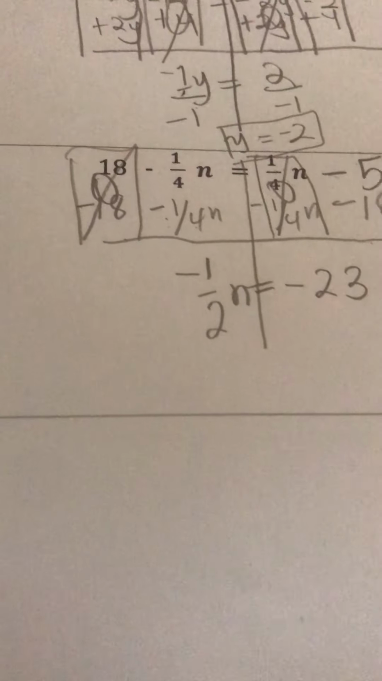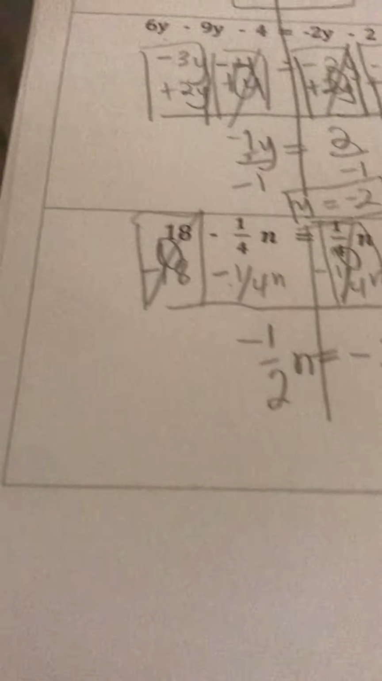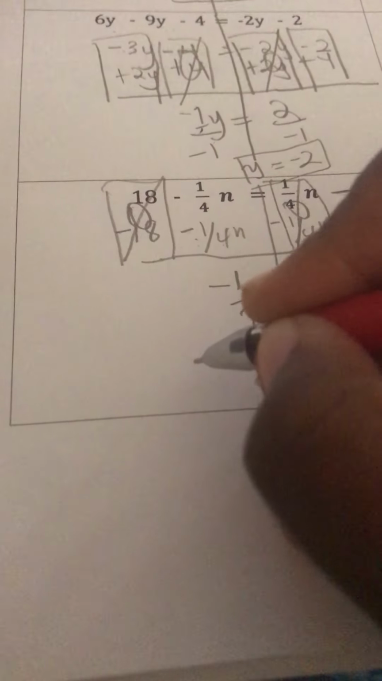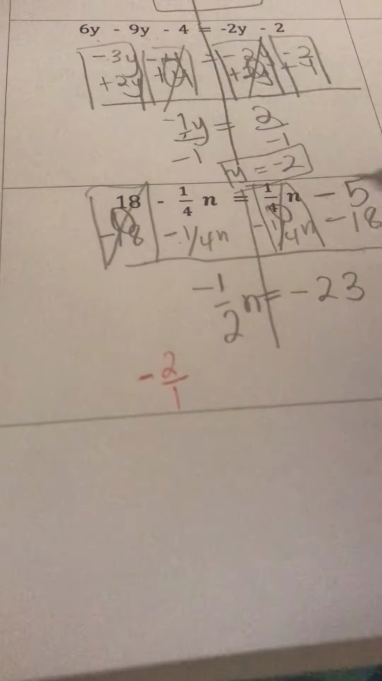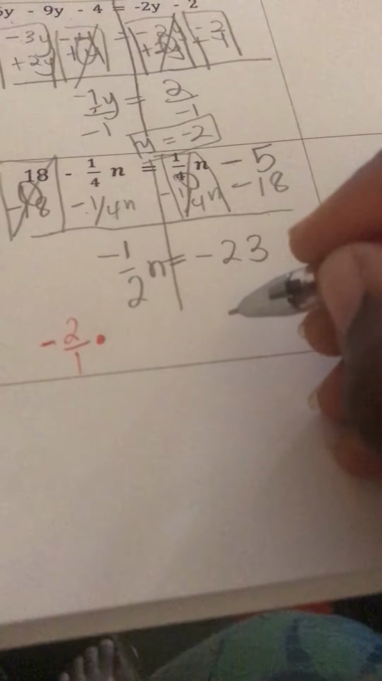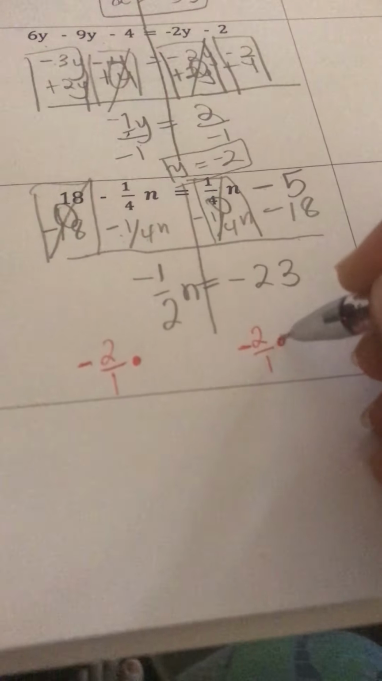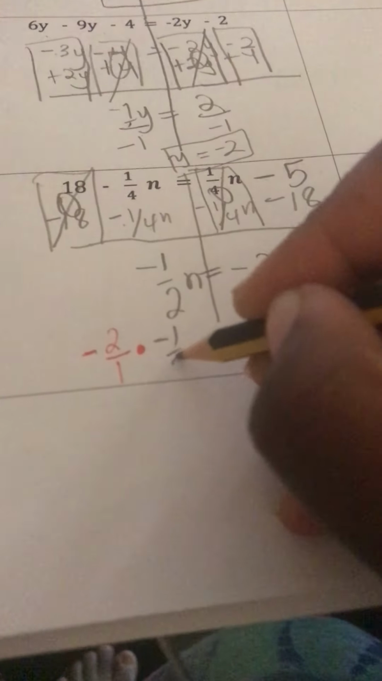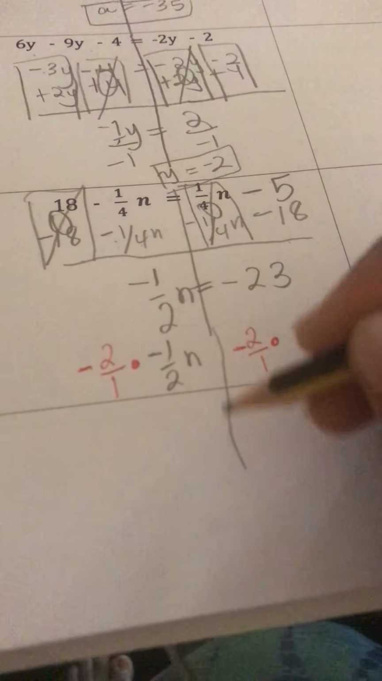Then what do I do? Multiplicative inverse. Okay, so then I do my multiplicative inverse. 2 over 1, but it has to be negative, multiplied by 2 over 1, like that. Then I bring down my question, negative a half n. Make my bridge longer.